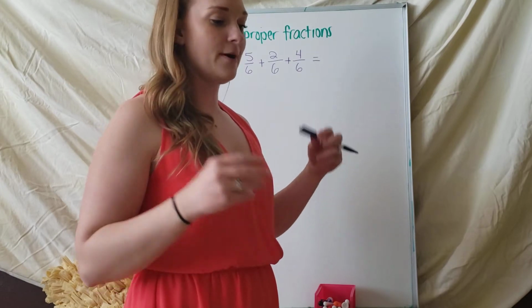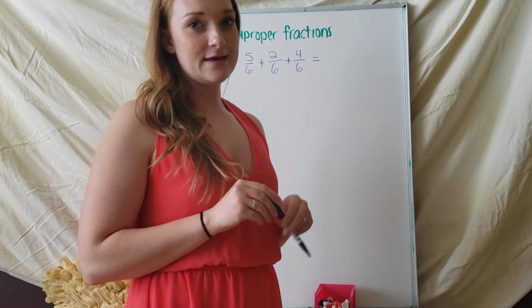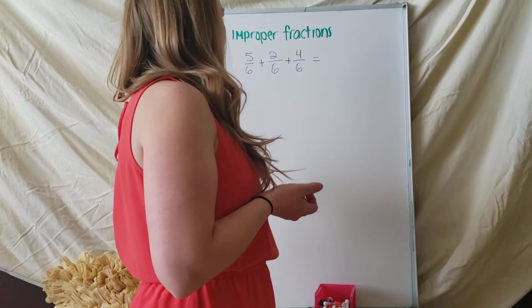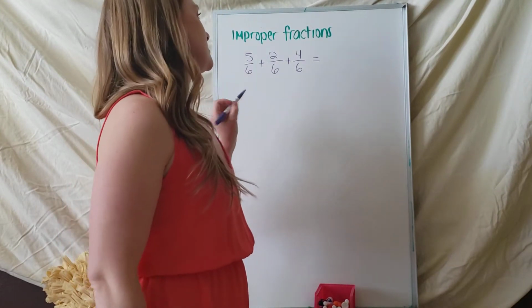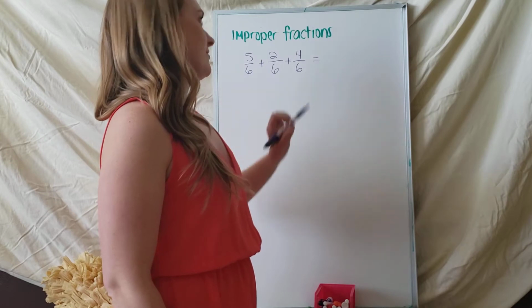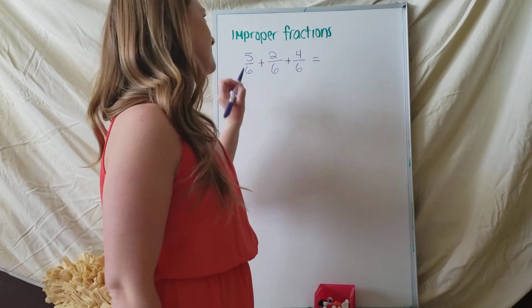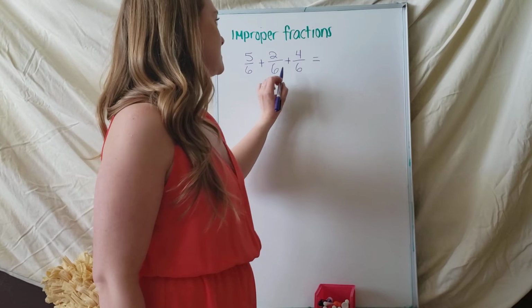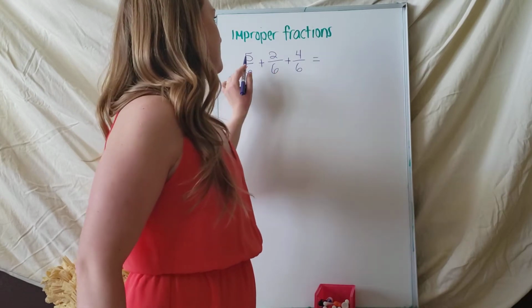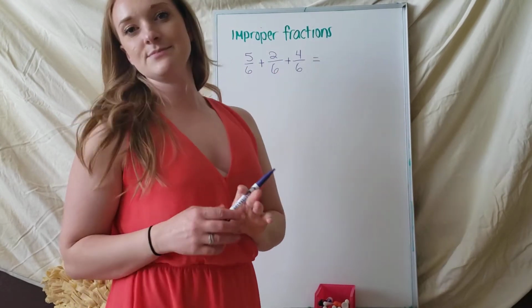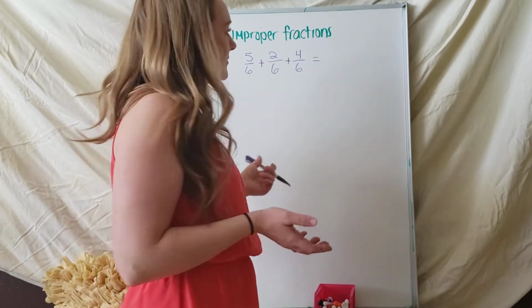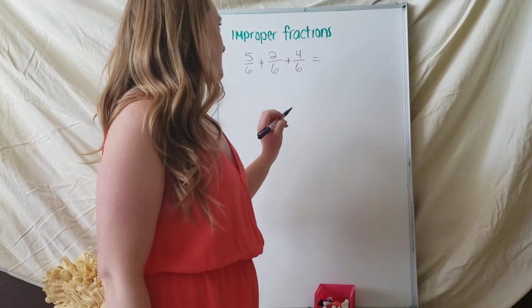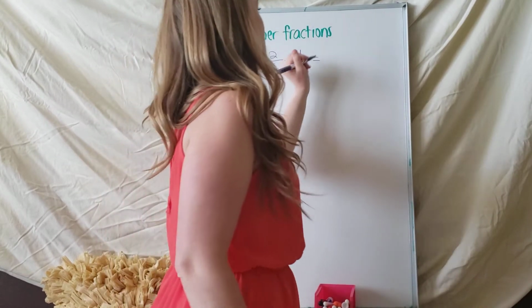Today we're going to talk about adding mixed numbers in fractions. But first, I want to talk to you about improper fractions. So let's look at this scenario I've written out right here. I have 5/6 plus 2/6 plus 4/6. So these all have the same denominator, so I know that I can just add the numerators together to get the answer. 5 plus 2 is 7, plus 4 is 11.